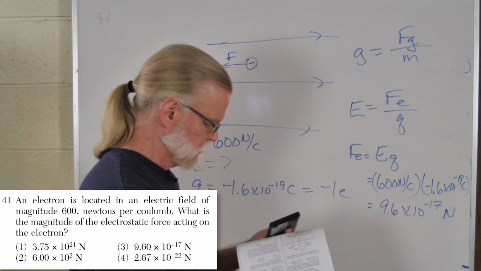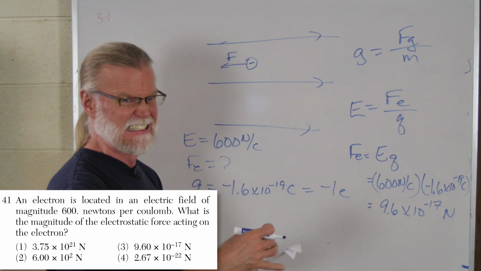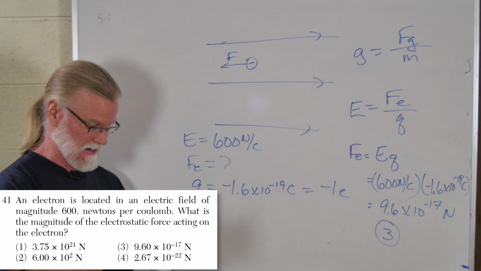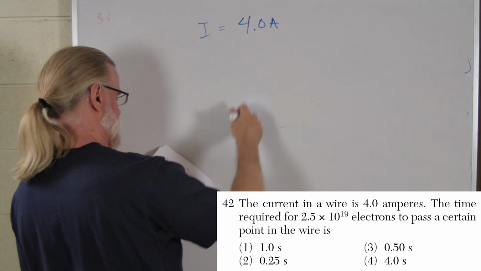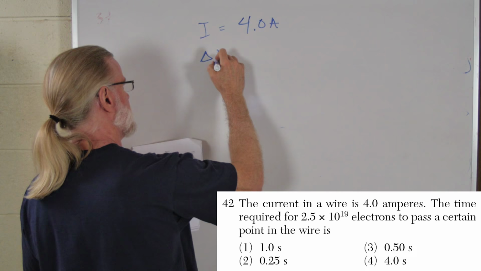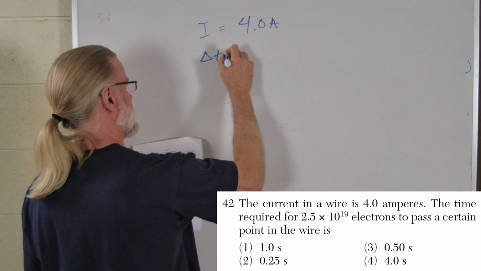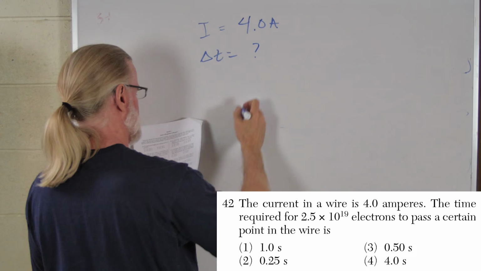9.6 times 10 to the minus 17 newtons. Choice 3. That's plug and chug city right there. That's making some of you feel really comfortable. The current in a wire is 4 amperes. I'll write that down. The time required is, okay, so that's what they're asking for.